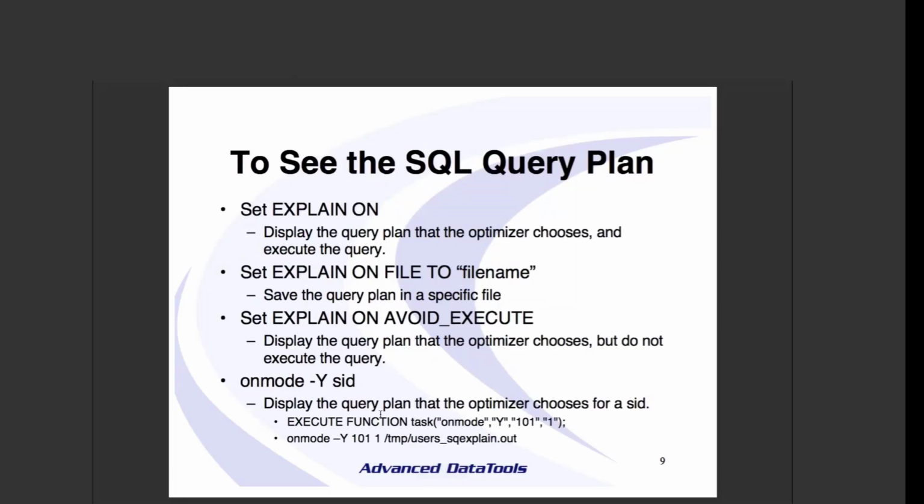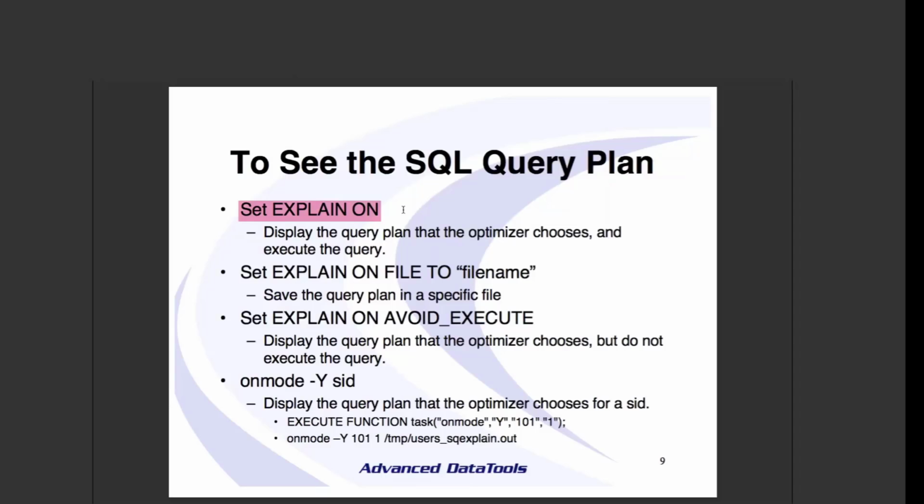Now, to see the query plan, you have to turn on explain. And it's a very simple set explain on. We'll turn on explain, and then from that point onward, all your queries will show in a file called sqexplain.out what the query plan is. And then when you're ready to turn it off, you just say set explain off. Or if you disconnect from the server, it will automatically turn off.